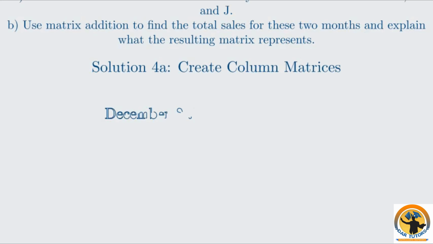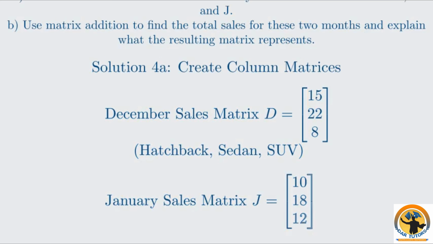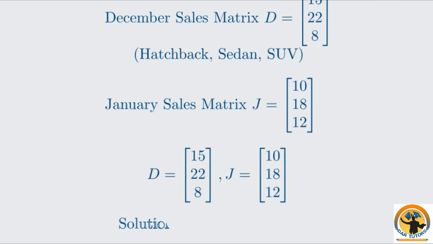For December's sales, we'll put the numbers for hatchbacks, sedans, and SUVs into a 3x1 matrix D. For January's sales, we'll do the same to create matrix J. These 2 column matrices now concisely represent the data. For part B, we need to find the total sales using matrix addition. This means calculating D plus J.